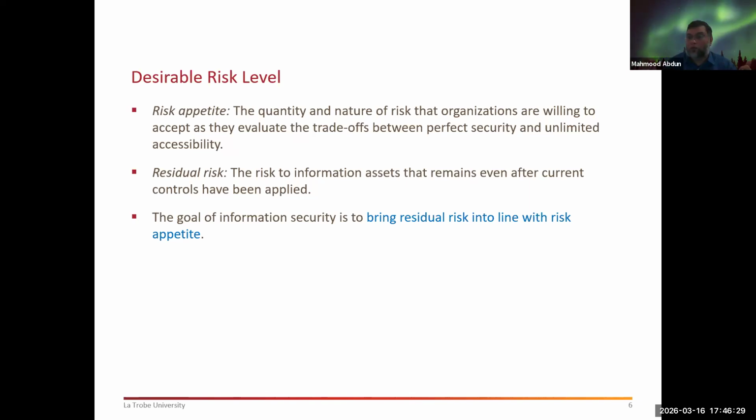So we cannot do business with zero risk. We accept there are risks and we take actions to mitigate those risks.